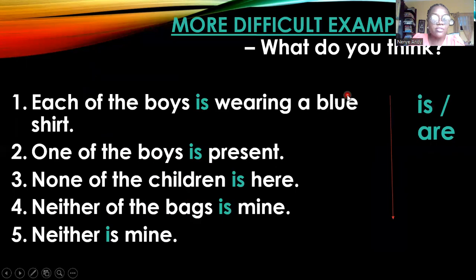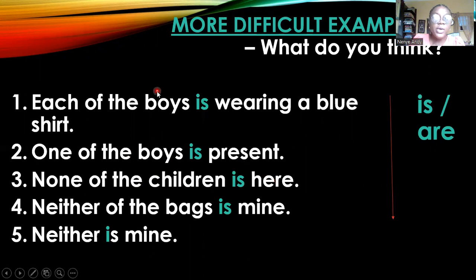So these are simple sentences that will tell us when to use is or are. But let's look at some more difficult sentences that are likely to confuse us. Let's now try and understand them naturally. Each of the boys is wearing a blue shirt. One of the boys is present. None of the children is here.